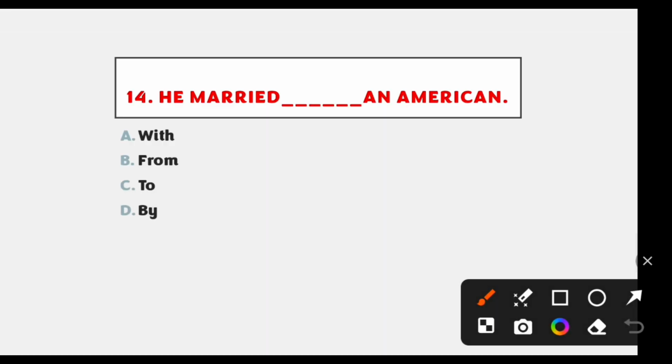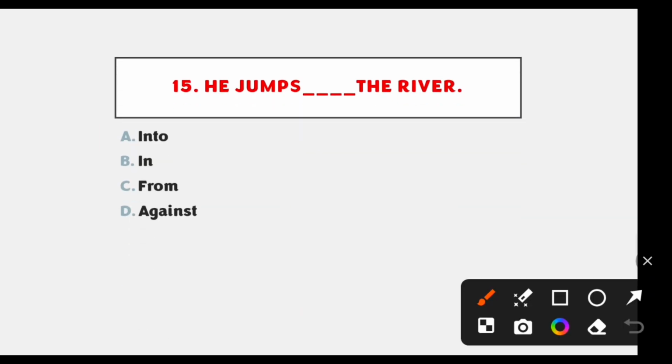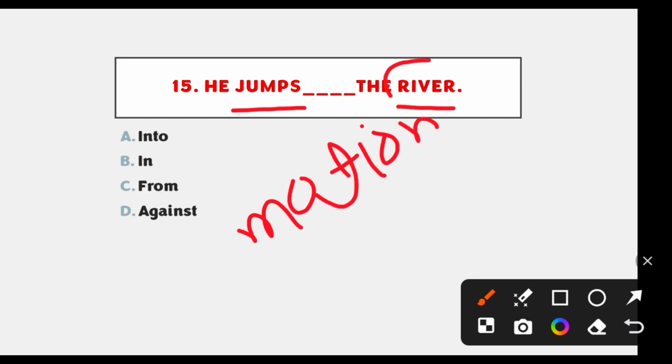Number 14 is: he married blank an American. Here we have to choose a preposition and the correct answer is option C, meaning to. He married to an American. Q number 15 is: he jumps blank the river. Here again we have to choose the preposition. The diver or the jumper is also in motion, and the river, you also know, is always in motion, so that's why here we will use option A, meaning into. He jumps into the river.